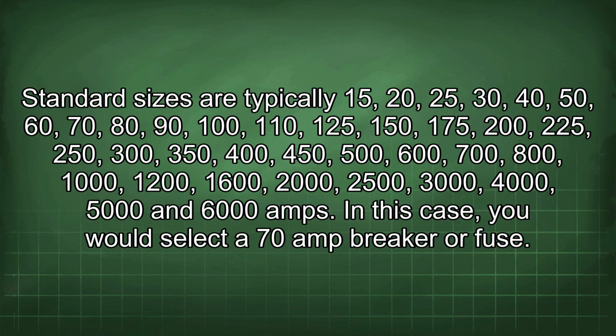You would select the next standard size breaker or fuse that is less than 78.125 amps. Standard sizes are typically 15, 20, 25, 30, 40, 50, 60, 70, 80, 90, 100, 110, 125, 150, 175, 200, 225, 250, 300, 350, 400, 450, 500, 600, 700, 800, 1000, 1200, 1600, 2000, 2500, 3000, 4000, 5000 and 6000 amps. In this case, you would select a 70 amp breaker or fuse.